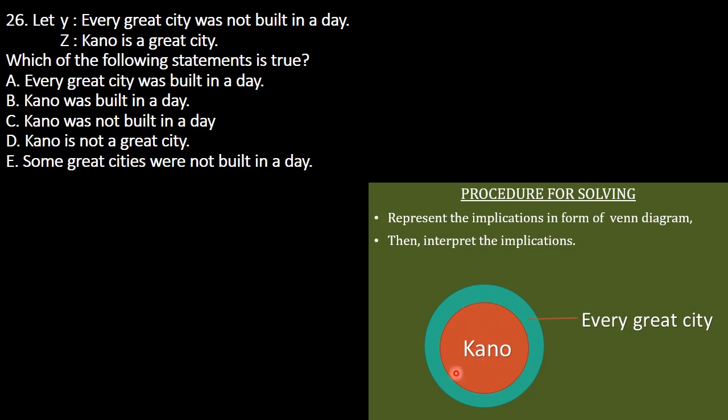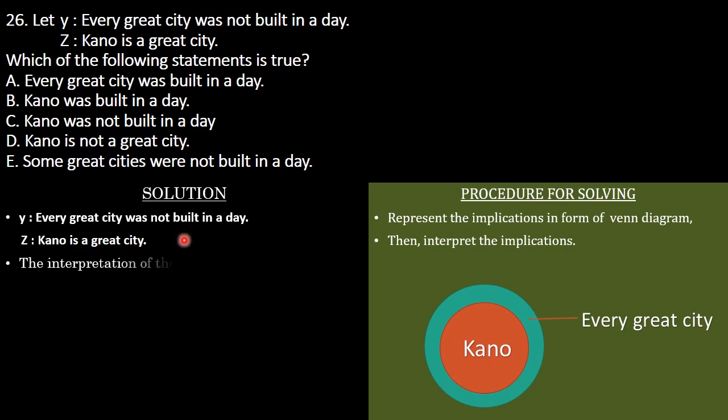Let's check the solution. Now let's interpret the implication. The interpretation of the implications is Kano was not built in a day, because Kano is inside every great city and every great city was not built in a day. Therefore, Kano is a great city and every great city was not built in a day. Therefore, Kano was not built in a day.